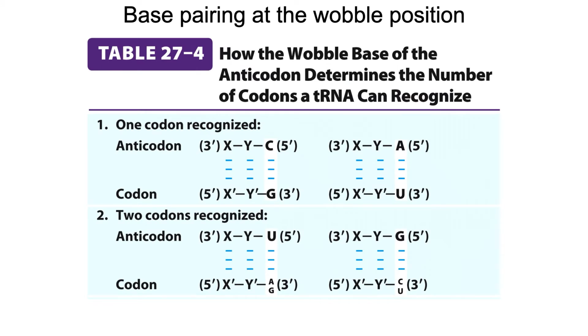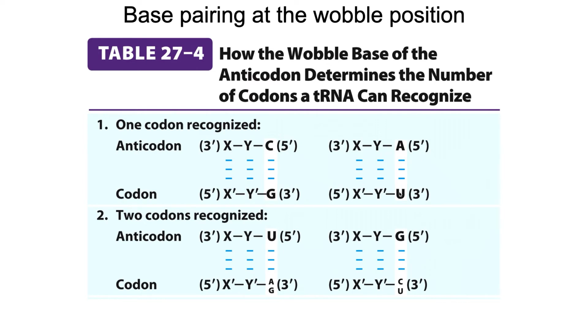What do I mean by that? If in that 5' position, that wobble position, it's a C or an A within that transfer RNA, there's nothing special that happens. A C is only going to bind to the G in the codon. The A is only going to bind to the U in the codon.